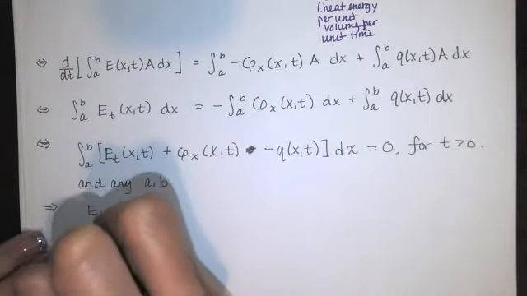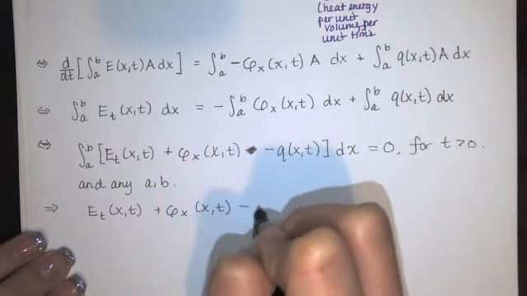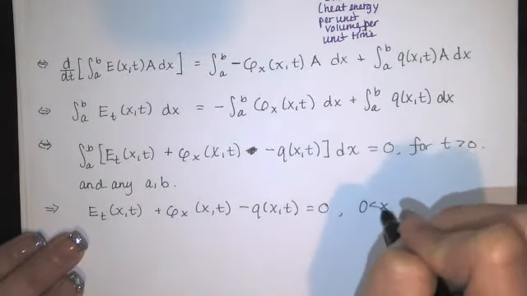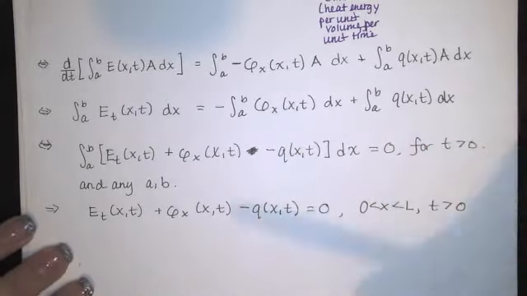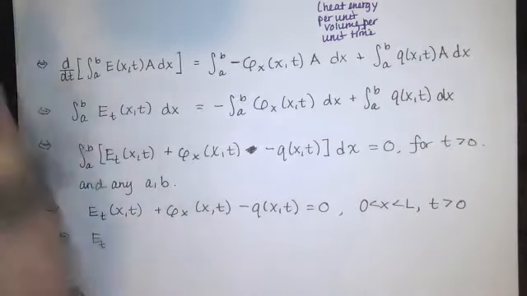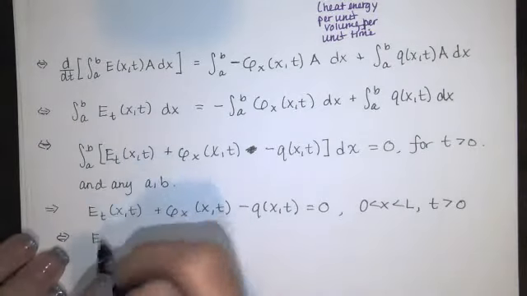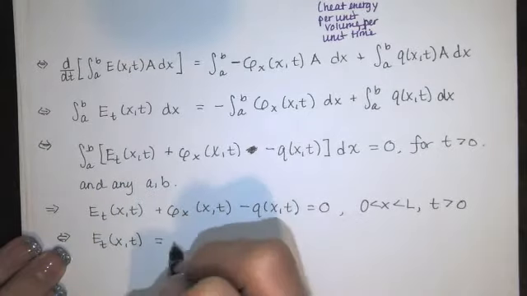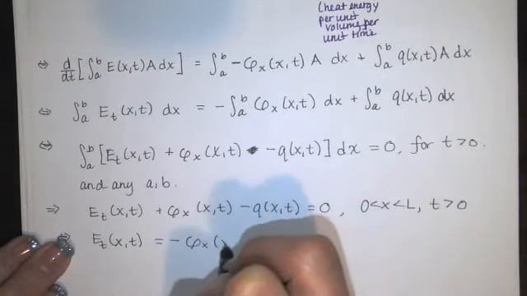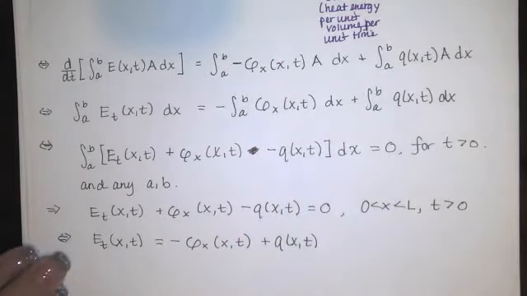So we have this integrand equals 0 for x between 0 and L and t greater than 0. Or typically it's written like this. We've got the partial derivative of that heat energy density function with respect to time, equals the negative heat flux with respect to x plus this source term, Q of x and t.